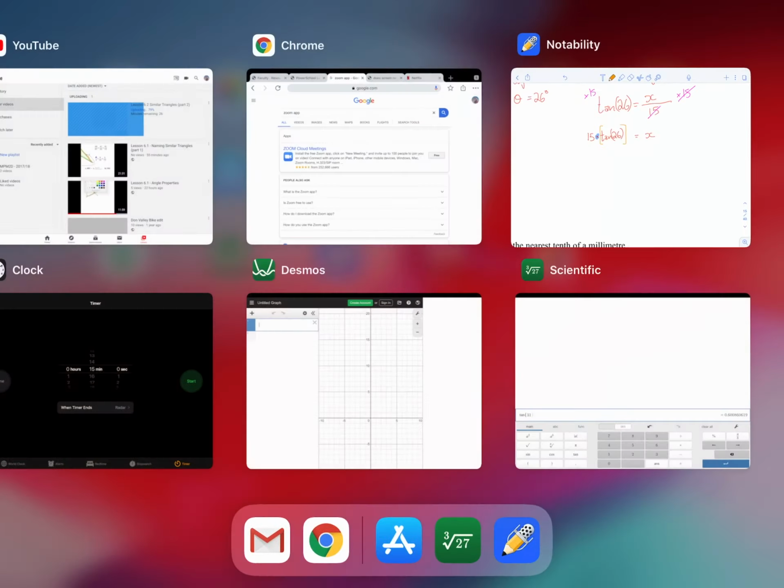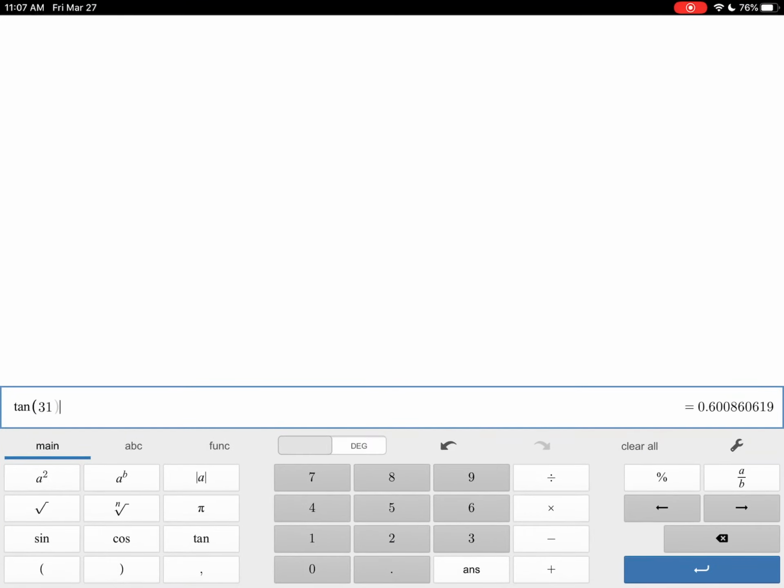I'm going to go ahead and show you how to do that on a scientific calculator. It's saying 15 times tan of 26 degrees, and I get the answer of 7.3.